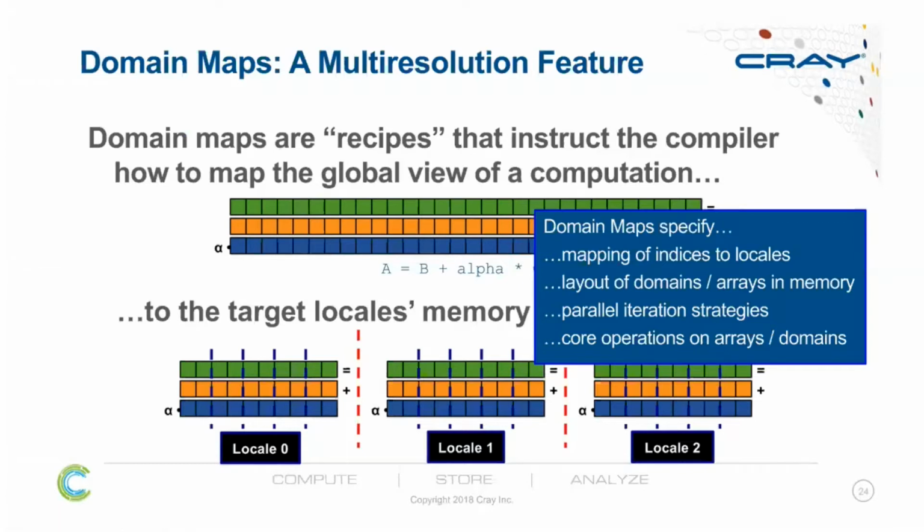So to put it together, the last two slides will talk about the domain maps, and that's the key for Chapel to run across locales, for the distributed parallel solutions. So this is basically a multiresolution feature. Domain maps are recipes that instruct the compiler how to map the global view of the computations, that is, the mapping of indices to locales, the layout of the domain's arrays in memory, and the parallel iteration strategy, so the computations on arrays and domains.